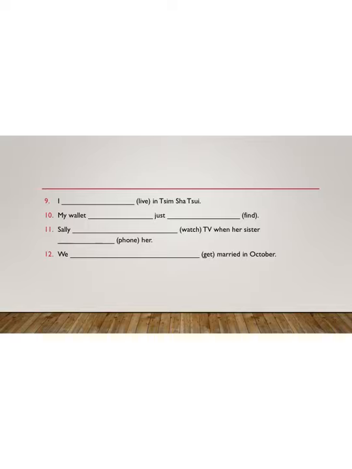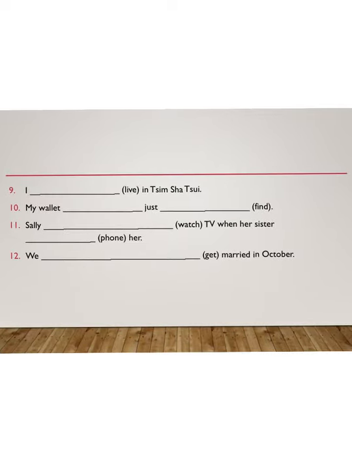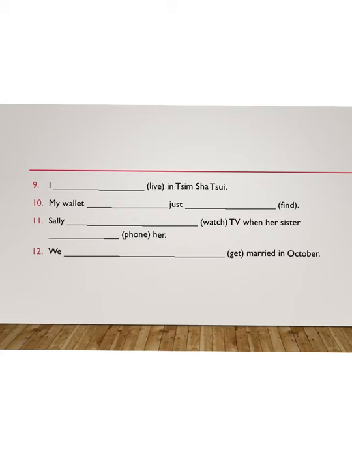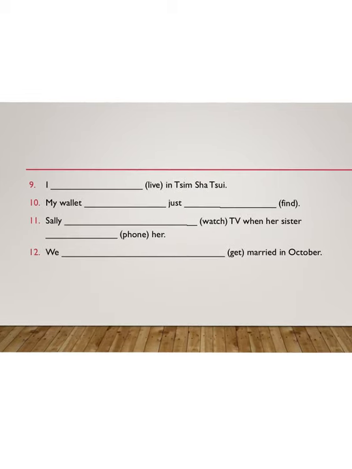Question number 9. I live in Tsim Sha Tsui. Okay, so this is a situation, something that is true for quite a long time. It's a relatively permanent situation, and that's why number 9 is super easy. So we are using simple present tense, active voice. I live in Tsim Sha Tsui.